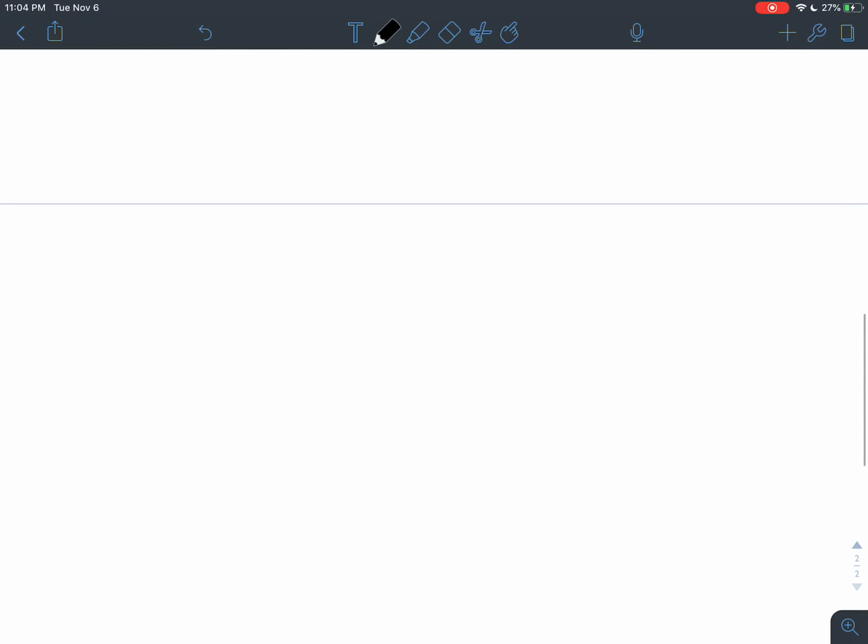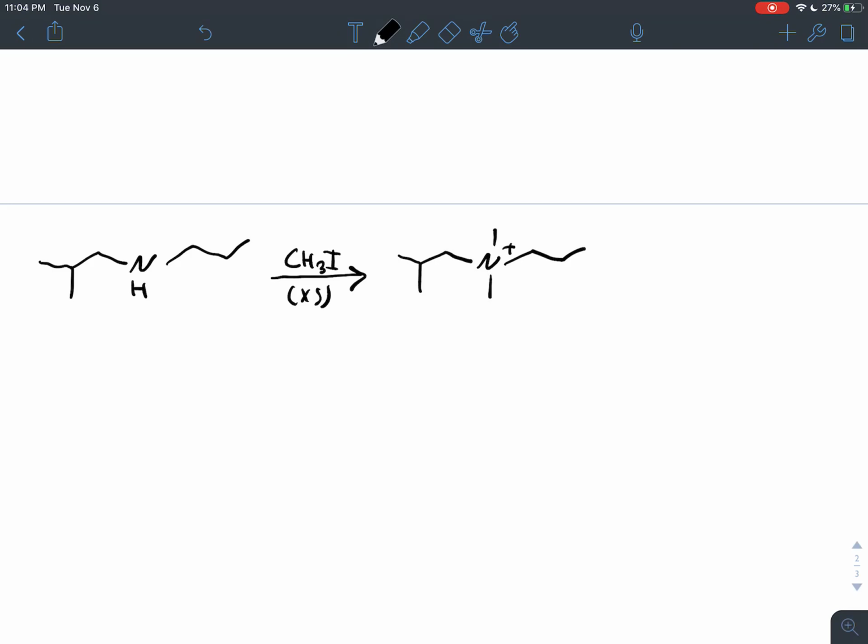So, knowing that, let's look at this question. As we know, the first step is exhaustive methylation, in excess or in one equivalent, depending on how substituted your nitrogen is. And when we're eliminating, we look at 2 carbons away from the leaving group. 1, 2. Here there's an H. 1, 2. And here there's an H.